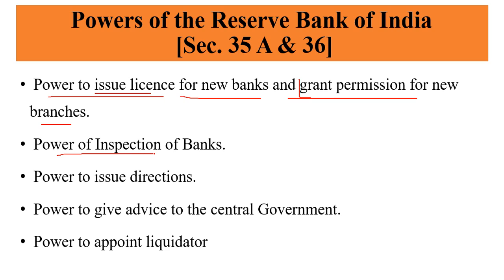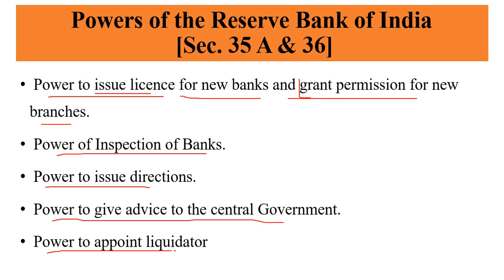Next is the power of inspection of banks. RBI can inspect the books of accounts of all the commercial banks, every banking company. Then the power to issue directions. Reserve Bank of India has the right to issue directions to all the commercial banks. Next is the power to give advice to the central government. So Reserve Bank of India has the right to give advice to the central government in terms of financial transactions and in terms of growth of the economy.